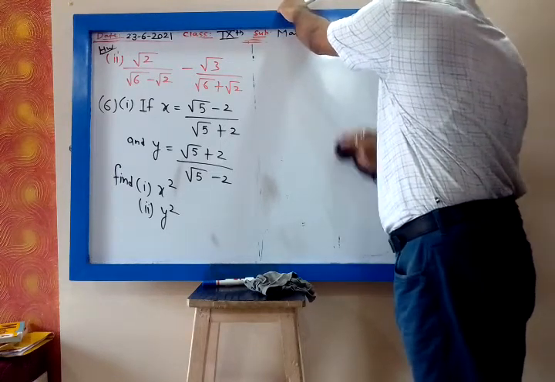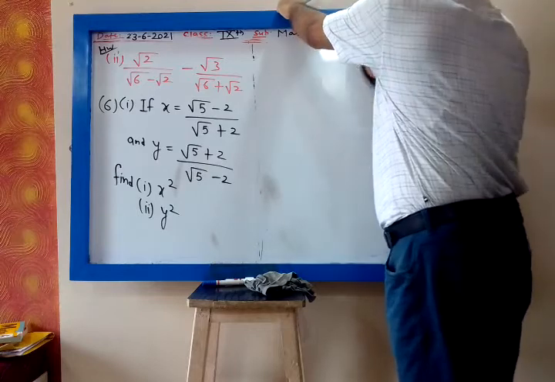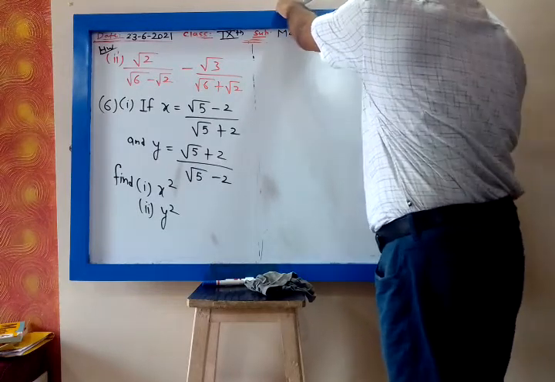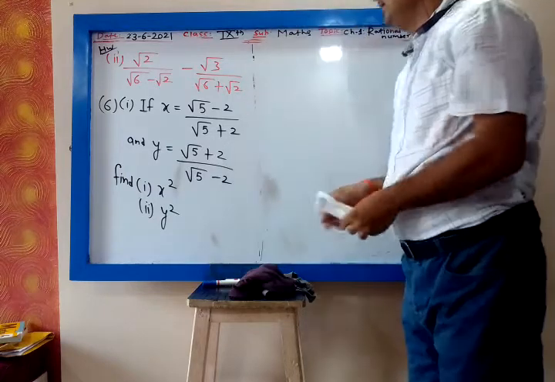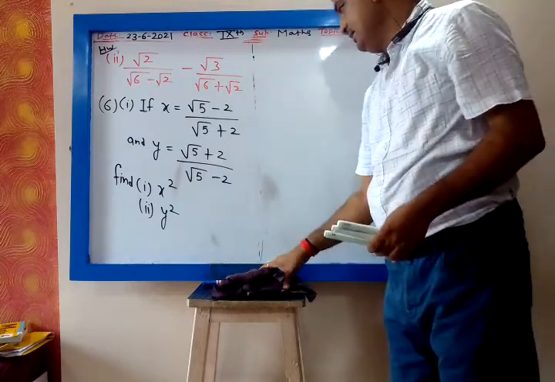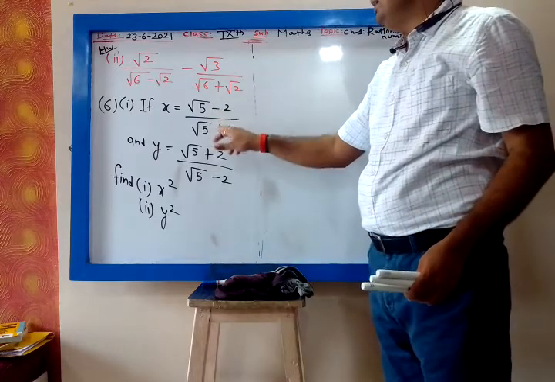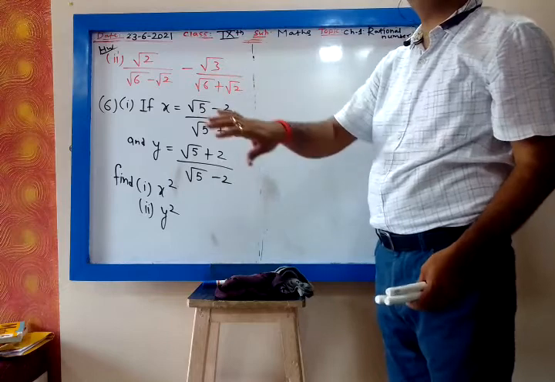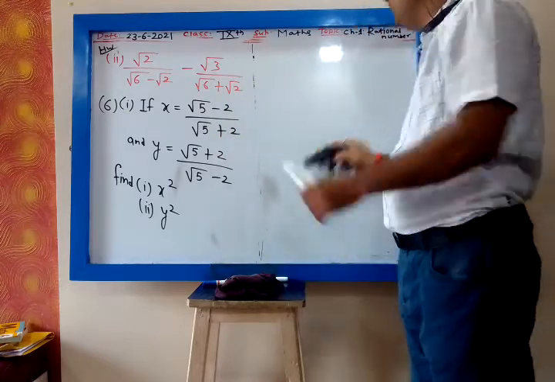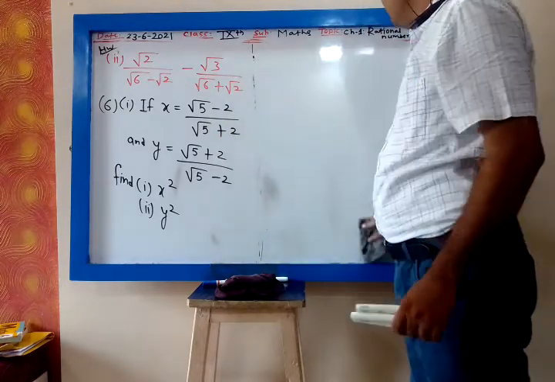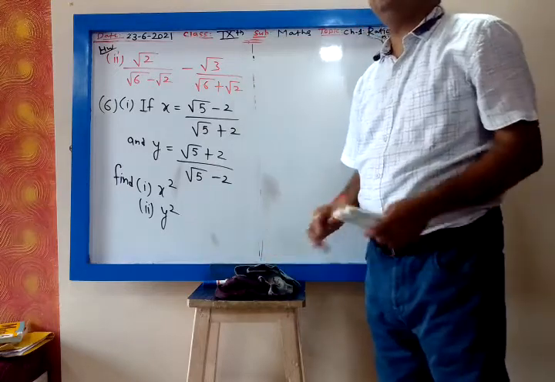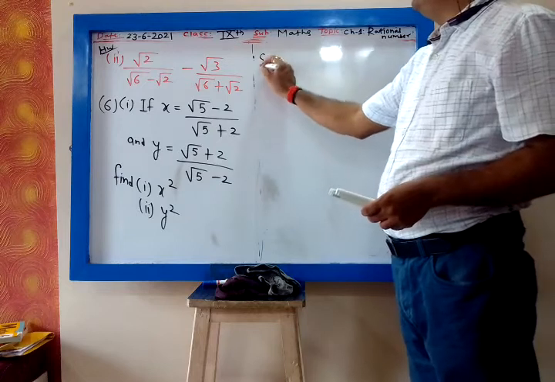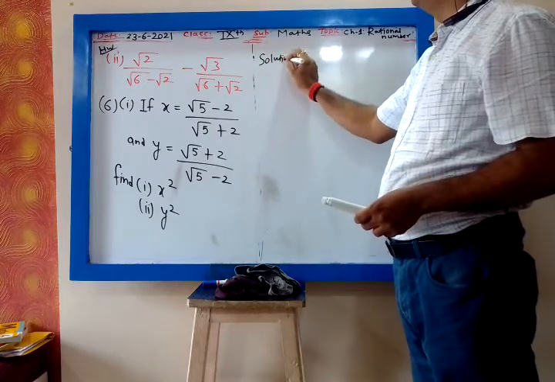See here. In this type of problem, don't directly square. I am repeating this. Don't directly square, because you have numerator and denominator. So you have to square the numerator, square the denominator, then divide. Calculation will be complicated. So what will be there? Before squaring, you simplify x.